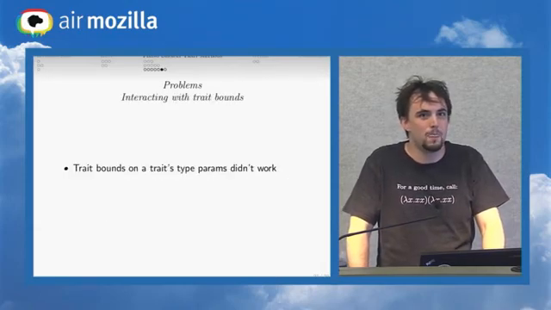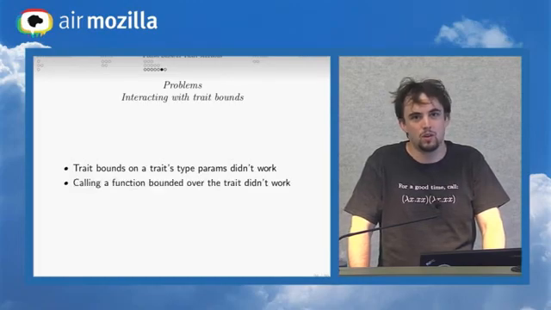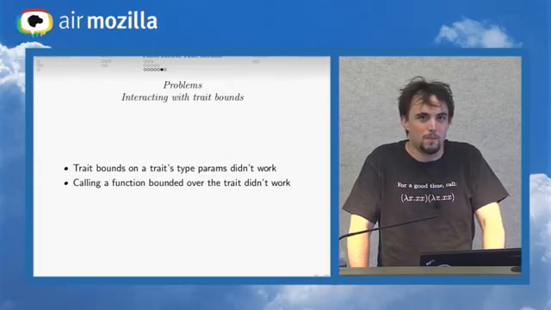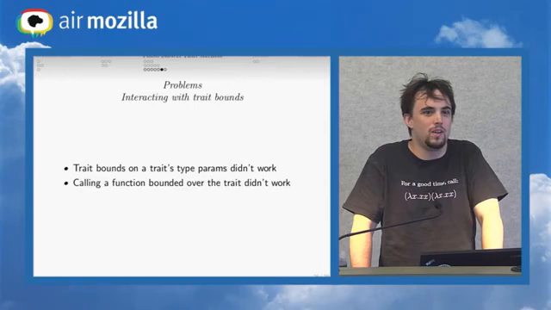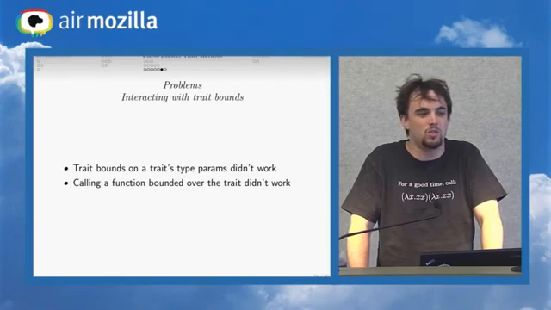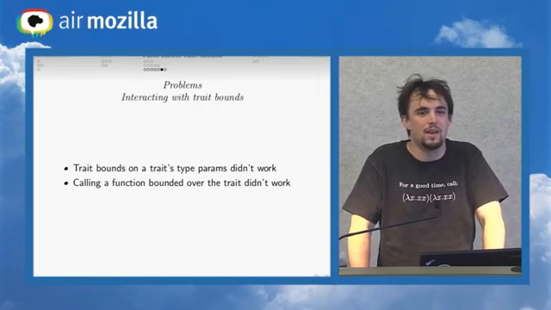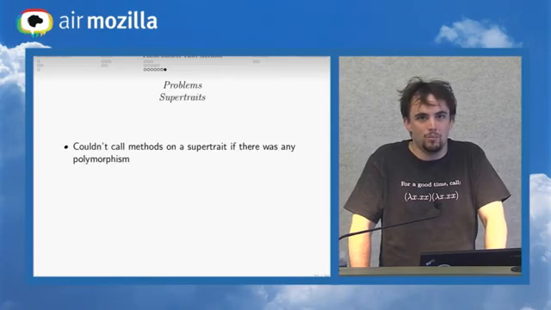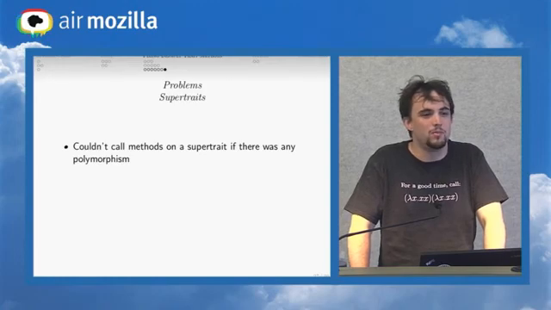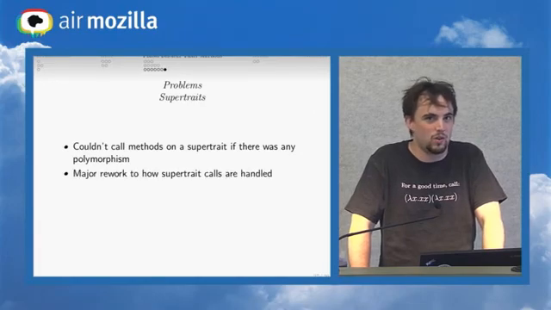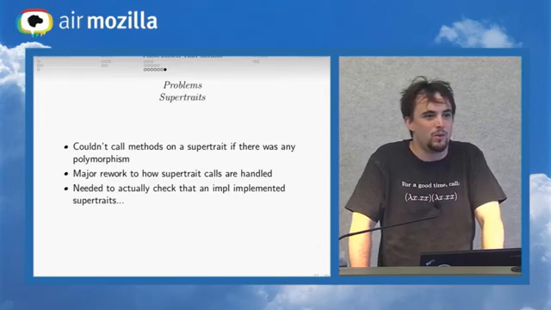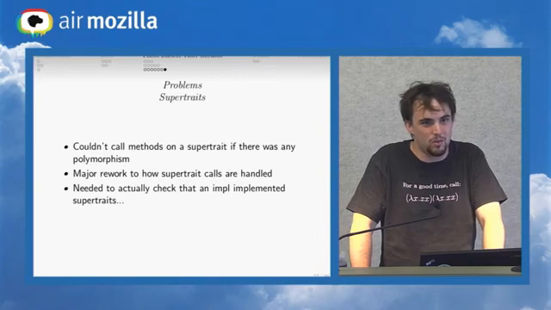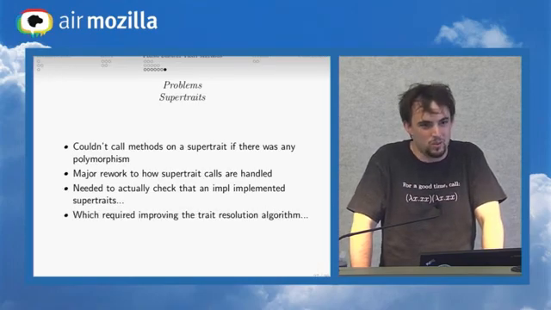More stuff is when you had a trait with type parameters on it, it didn't work. I'm not going to go into too much about what that means, but there were a bunch of problems just plain when anything polymorphic had to do with it, and once all those got fixed, then it would work if it was polymorphic, but not if any of those type parameters had a type class on it. Then there were also a ton of problems with the interaction with super traits, which involved the most yak shaving of the summer, because it required a major rework of how super trait calls are handled, which meant that we needed to actually check whether implementations actually implemented all the super traits, which required improving the trait resolution algorithm.